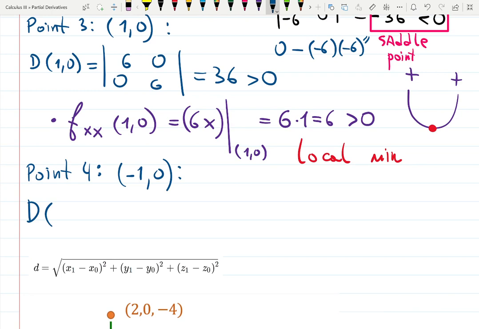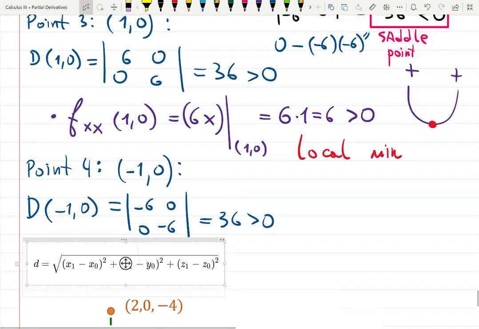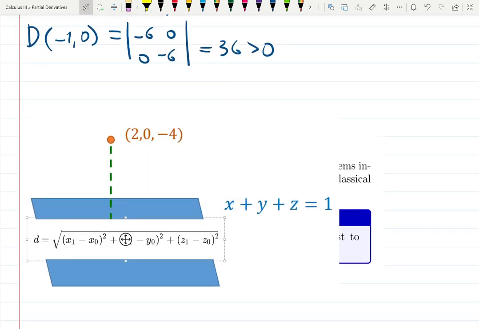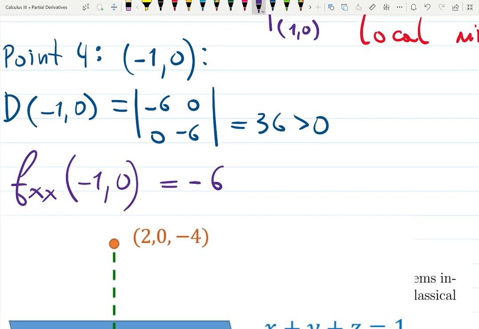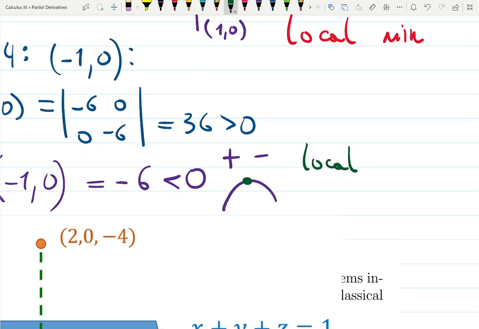Let's check. D at -1 and 0 is zeros, because y gave you zeros. -6 and -6, still positive 36. So we do the same check with the purple color. Fxx at -1 and 0 is, it's still 6x, so it now will be -6, which is negative. Negative makes a 3D, so it was positive first, then became negative. It's a grumpy face, so this nose is your local 3D maximum.